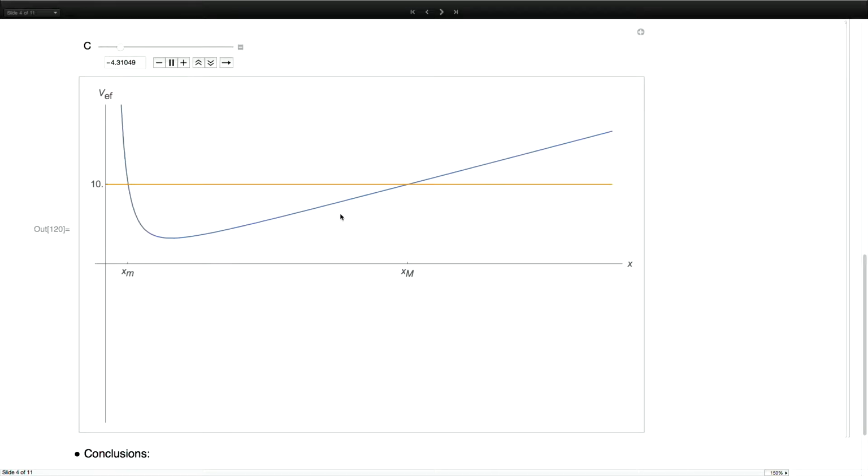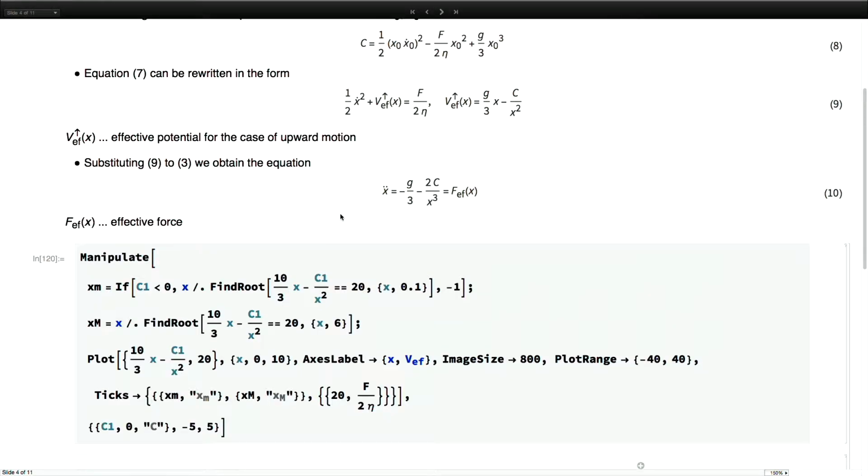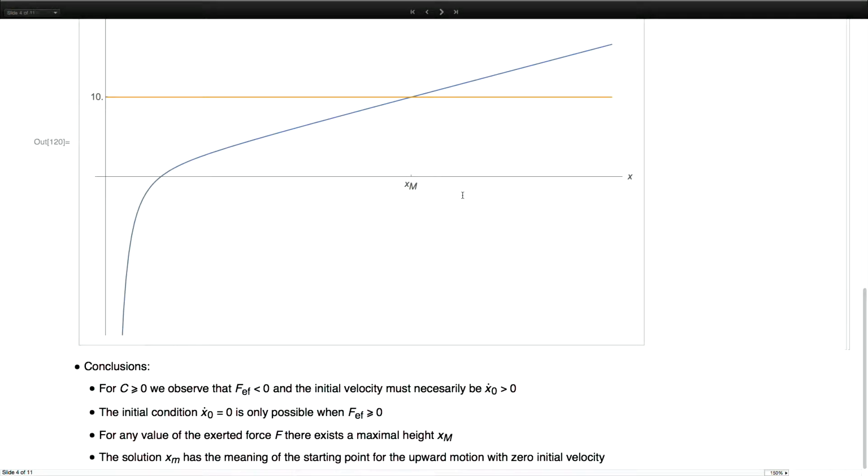So substituting 9 into equation 3, we obtain the following equation 10, where the right side of the equation is the effective force. Then we can make the following conclusion. For c greater than or equal to 0, we observe that the effective force is less than 0 and the initial velocity must necessarily be greater than 0. The initial condition of velocity equals 0 is only possible when the effective force is greater than or equal to 0.